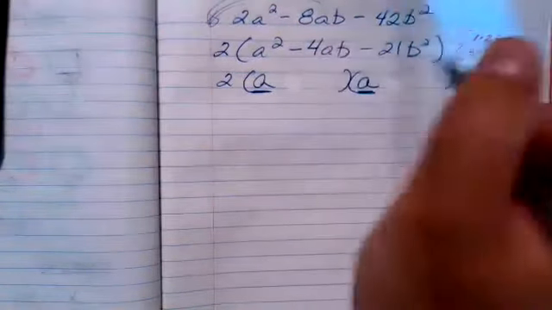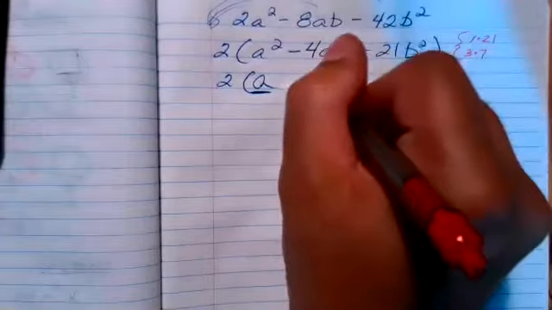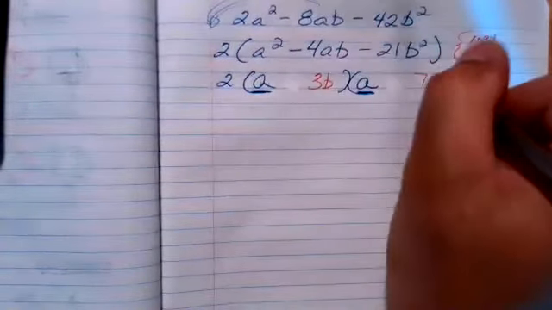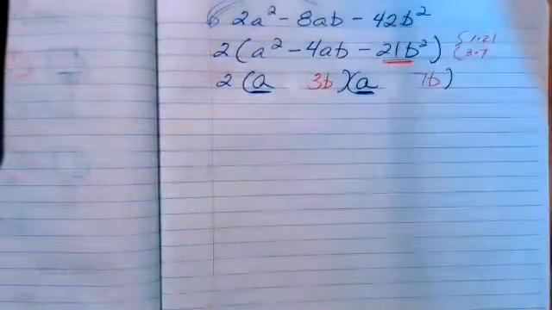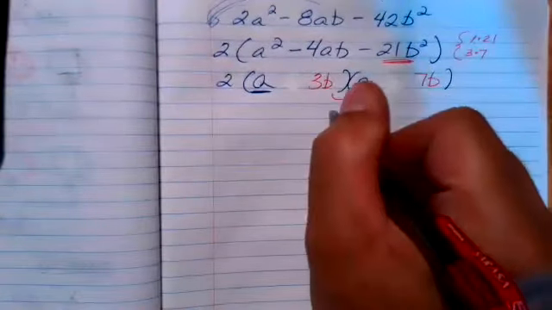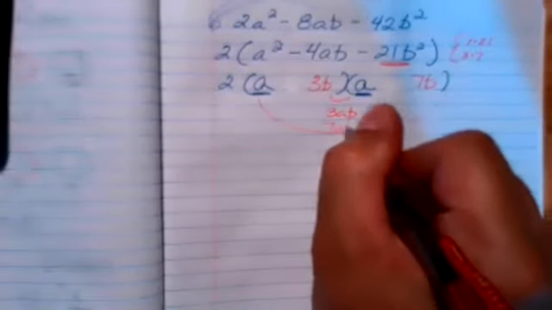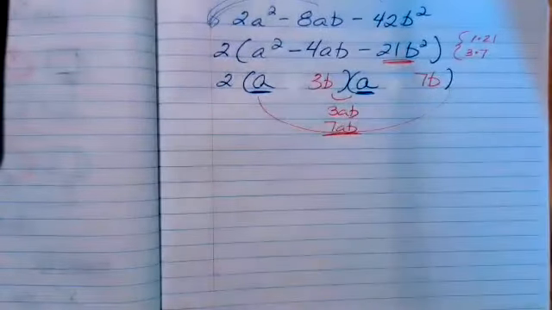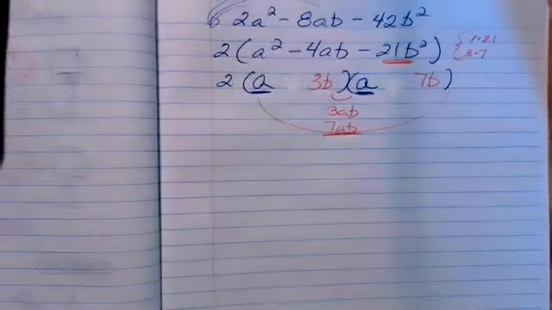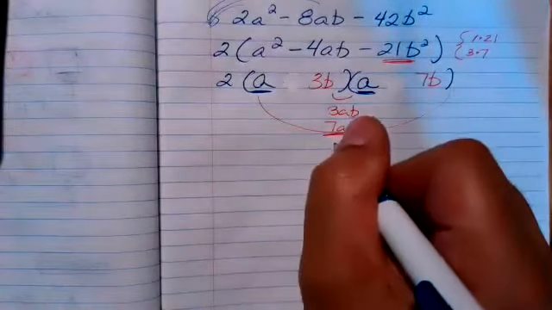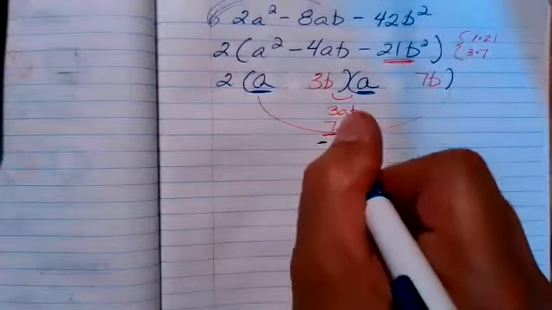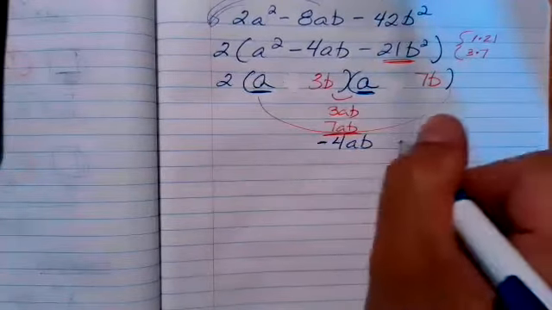So I would put my 3b and 7b, right? Because I need my 21b squared. And then I look at my inners and outers, and this gives me 3ab and this gives me 7ab. I always write it alphabetically. That's why A comes first. And I know what these have to combine to a negative 4ab.